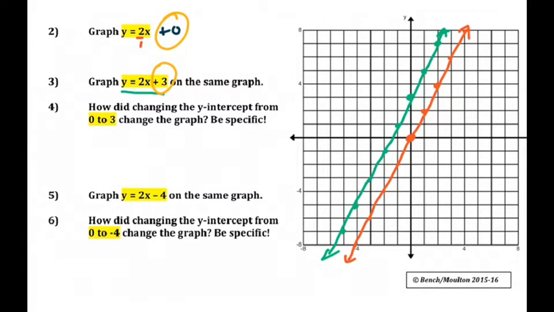Okay, what you should notice is that the y-intercept went up by 3, so it went from 0 to 3, but not only that, every single point went up by 3. Every single point was lifted by 3. So you're going to take the entire line, the whole red line, just lift it up 3 units. And so each point, and it's important to understand that each point in the graph rose 3 units.